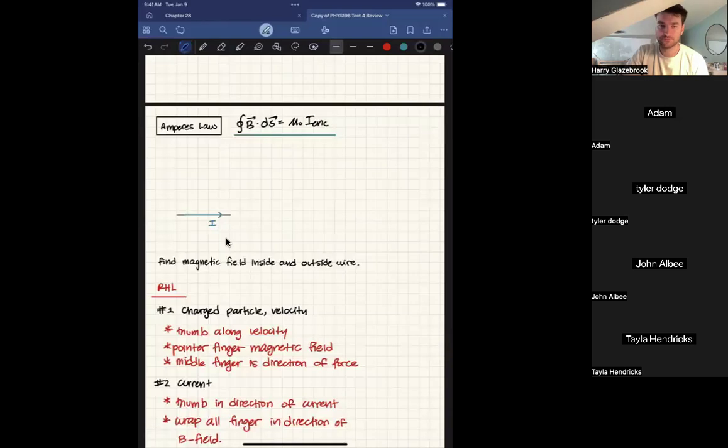What I'm going to do is I'm going to draw a cylinder around it, similar to how we did for Gauss's law. That cylinder is going to have a radius of a because that's at my point P. And then I'm just going to write my Ampere's law equation.